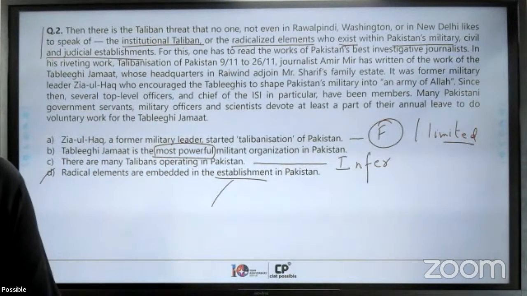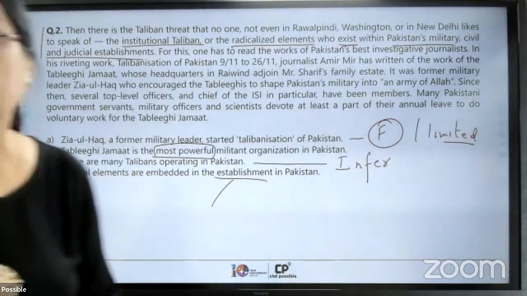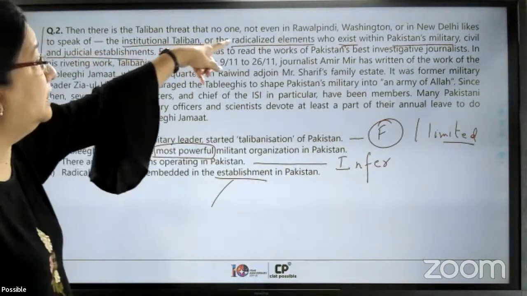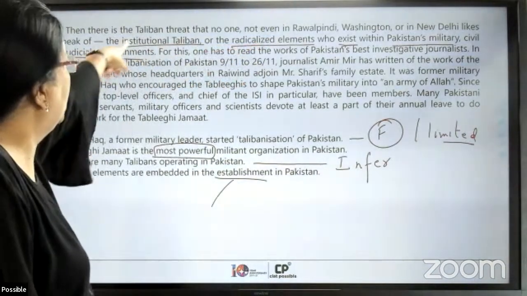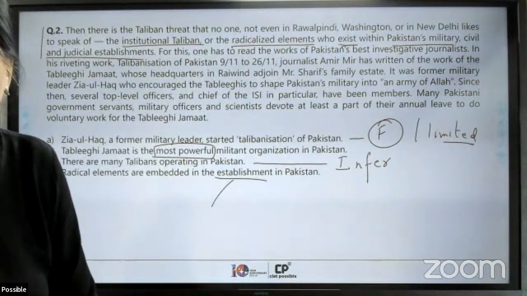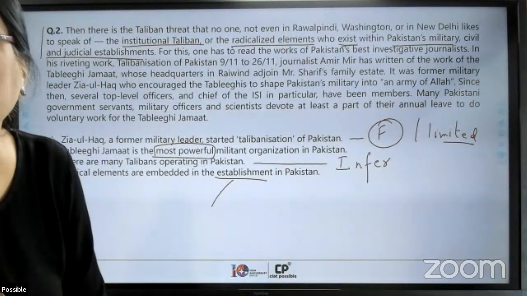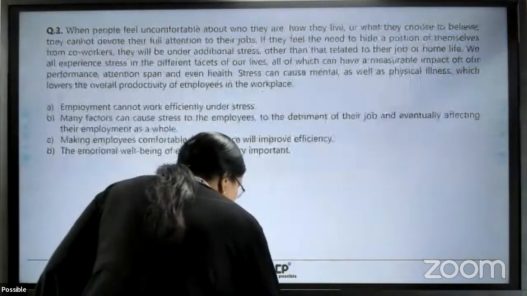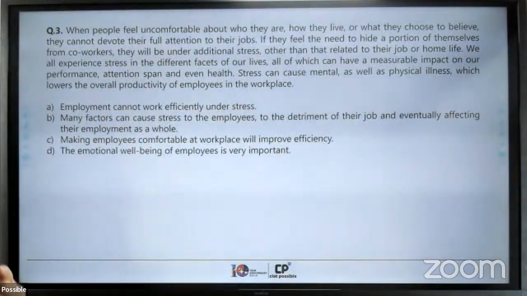D, very good. C is not a speculation because C is talking about an inference. You can easily see here: not even Washington or New Delhi likes to speak of the institutional Taliban. So there are many Talibans. The answer is D. Wow, very good. A lot of you got that right. But the trap was set for you in C. Next question. I'll teach you 3-4 and then we'll go fast as a finger so that we can do many. Okay, now the third one with me.